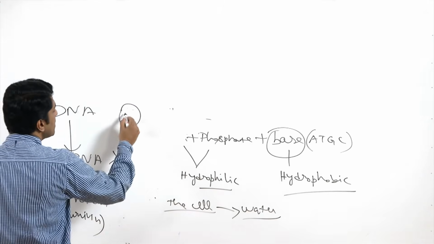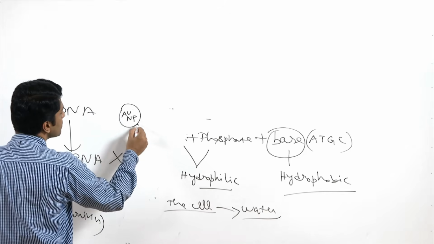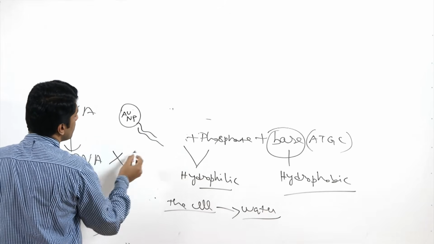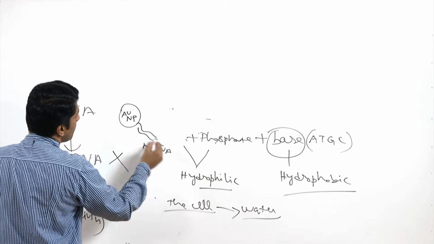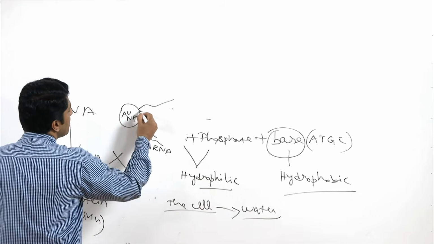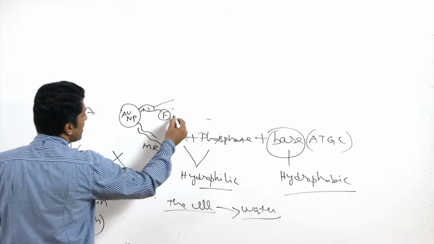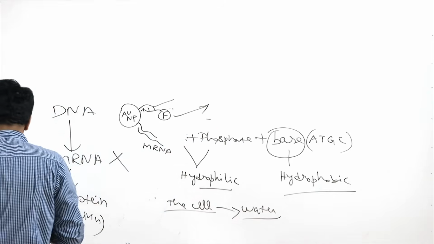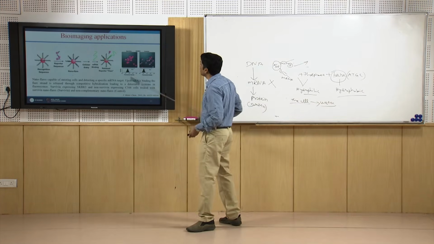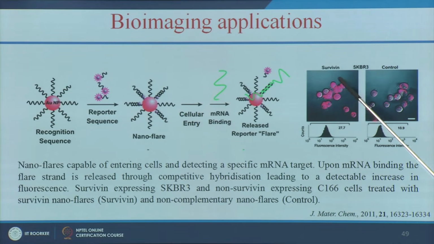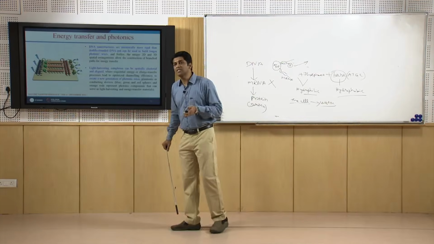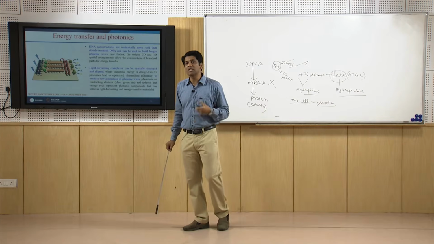So the sequence which is tagged to the gold nanoparticle, this mRNA will bind to it. What happens is when the mRNA binds, the sequence with the fluorescent signal will be released, and once it is released, it will give the fluorescent signal. Here you can see the cells which have more survivin show more fluorescent signal when compared to the control cells where the survivin expression is less or there is no expression. So we can use this DNA based nanoflare for various diagnostic as well as therapeutic applications.